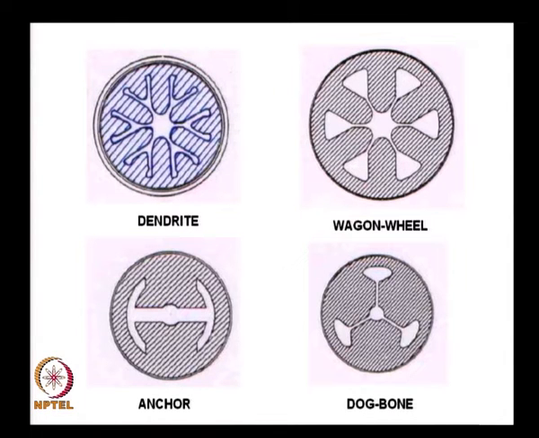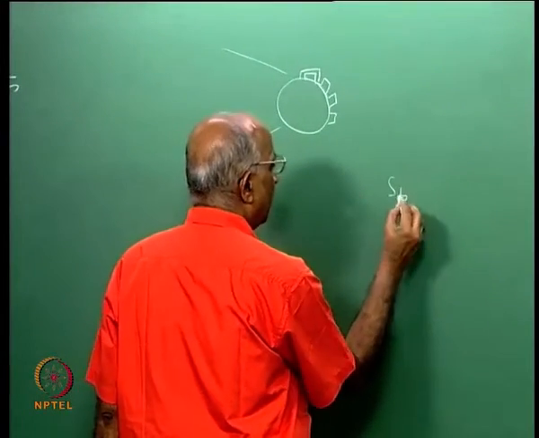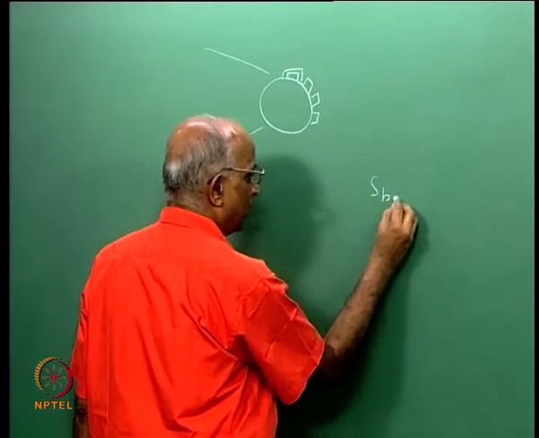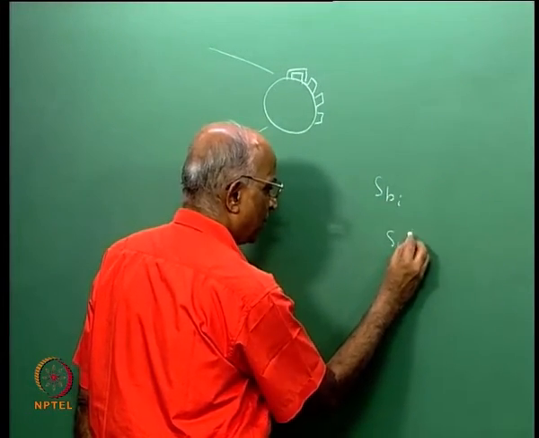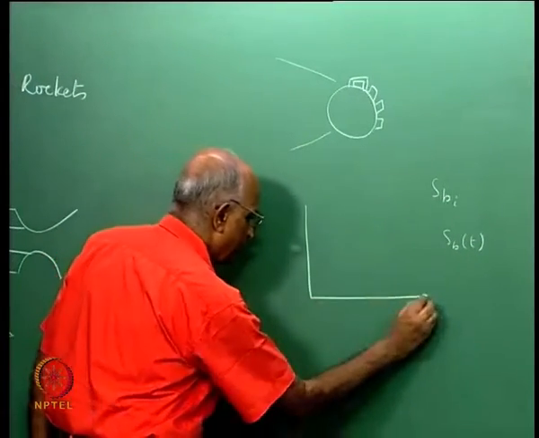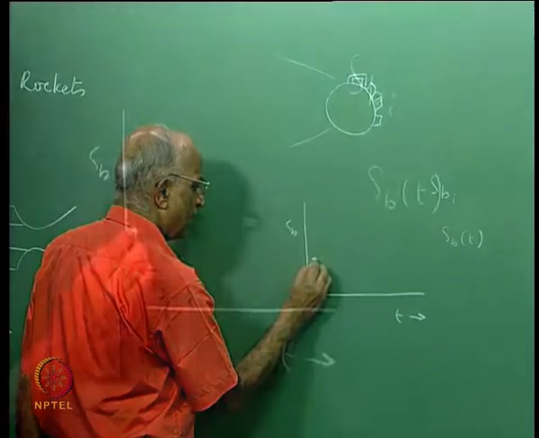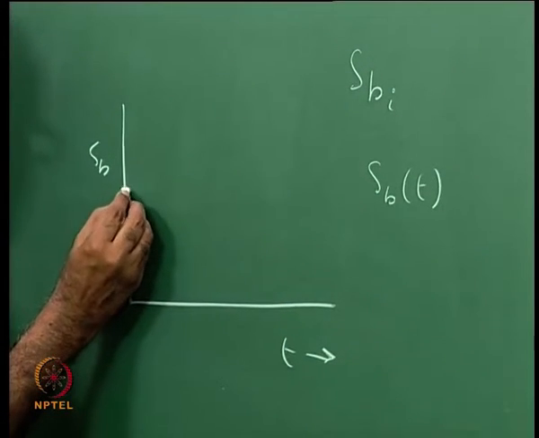And why do we have these shapes? We want to increase the burning surface area to the maximum possible extent, the initial burning surface area, and the progression of the burning surface with respect to time. In other words, I am interested that as time or as burning proceeds, my burning surface area should initially be large such that I get a thrust.